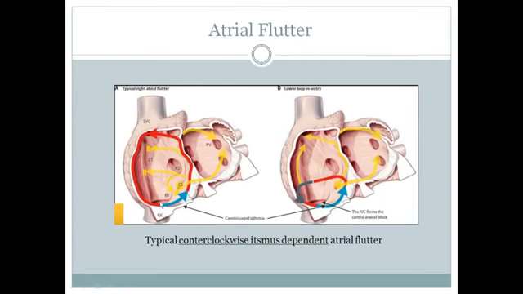The isthmus is the isthmus between the inferior vena cava and the tricuspid valve. This is one of the leaflets of the tricuspid valve. So this is the isthmus. This is the cavo-tricuspid isthmus, and it's dependent on the isthmus because if you look at the circuit, it needs to go through that piece of tissue over here. That's important because if we block it with an ablation, for example, we take care of the problem. Counterclockwise because usually it goes in this direction, and the typical one is this one. Now, everything that uses the isthmus, we like it because we can treat it.